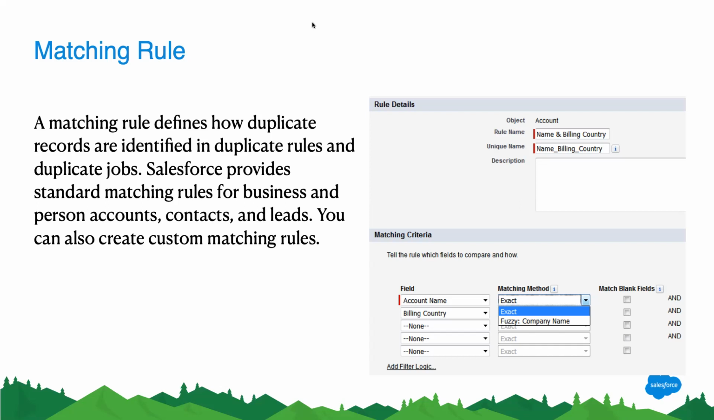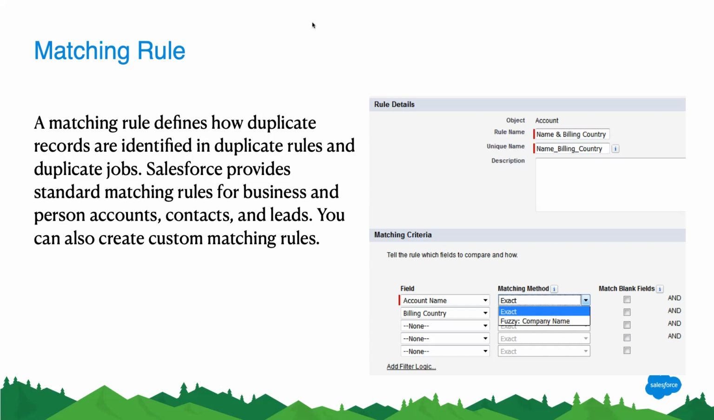As you can see on the screen, you can create a duplicate rule and mention the fields you are checking, and whether you want to match blank fields. Then how you are going to match: exact or fuzzy? In some cases we have to go for exact, for example name. But when it comes to name, in some countries they practice first name, middle name, last name. In that case, even for name, you can go for fuzzy. In other cases, you have to go for exact.